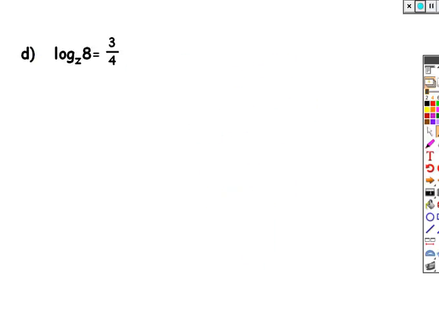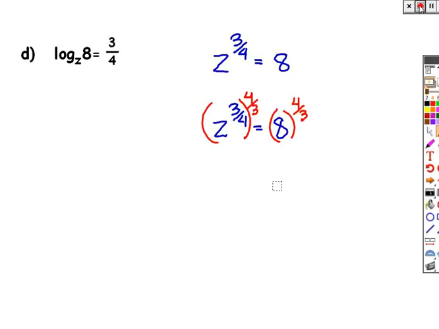So very last example, let's see if you can set this up and solve, finding the value of the base. So pause the video and give this an attempt. All right, so first step, change from the logarithmic equation to the exponential. To get rid of the 3/4, raise to the reciprocal power. 3/4 times 4/3 is just 1. So now I have z to the 1st power.